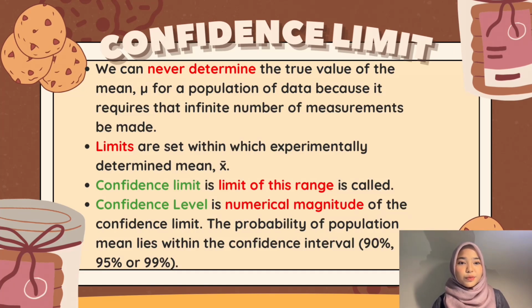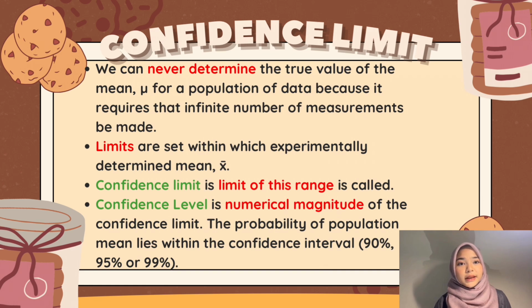The next step is we need to know the confidence limit and the confidence interval. We can never determine the true value of the mean for a population of data because it requires an infinite number of measurements. Limits are set within which the experimentally determined mean can be found. The limit of this range is called the confidence limit. Confidence level is the numerical magnitude of the confidence limit.